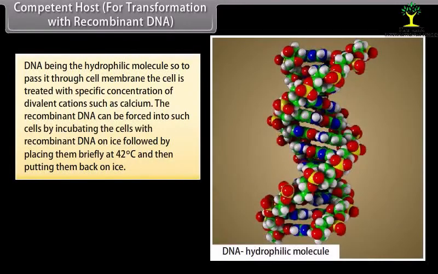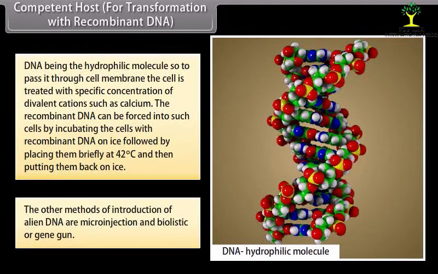Competent host for transformation with recombinant DNA. DNA being a hydrophilic molecule, to pass it through the cell membrane, the cell is treated with a specific concentration of divalent cations such as calcium. The recombinant DNA can be forced into such cells by incubating the cells with recombinant DNA on ice, followed by placing them briefly at 42 degrees Celsius and then putting them back on ice.